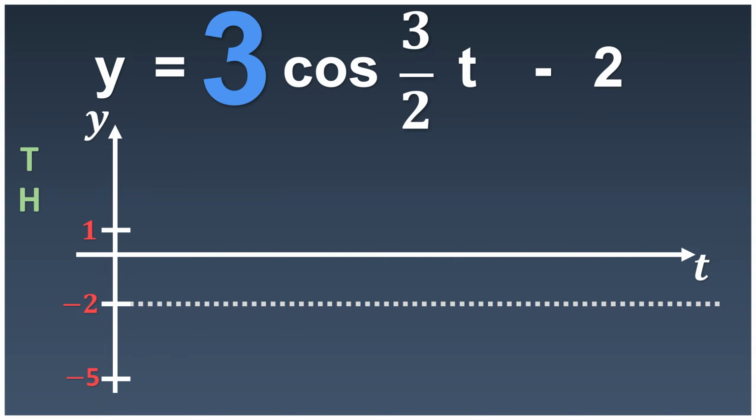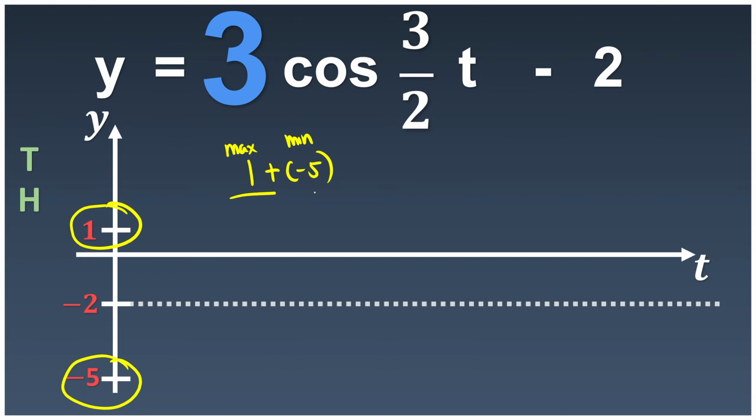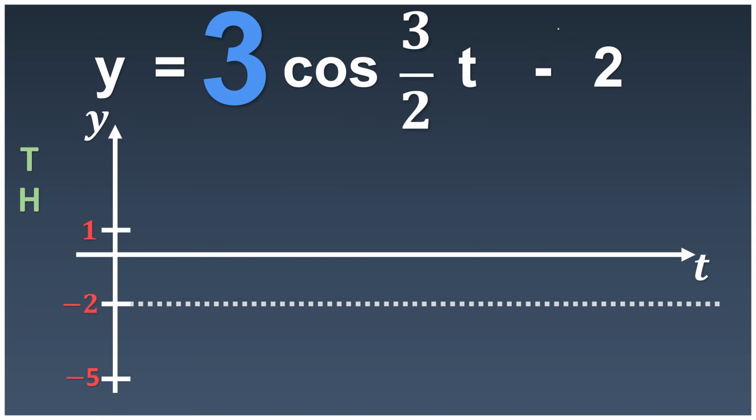Sometimes the question gives you the maximum and minimum, but doesn't tell you where the axis is. You can take 1 plus negative 5, meaning you take the maximum and the minimum and divide by 2. You will get back where our axis is. Then we know the C is eventually negative 2.